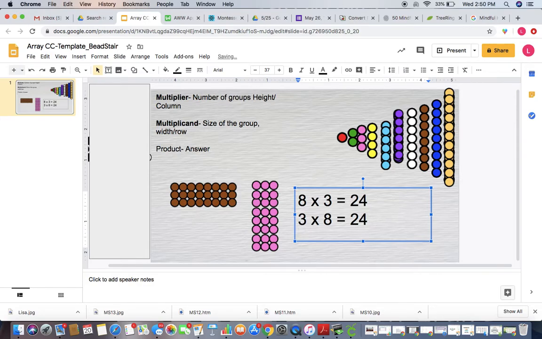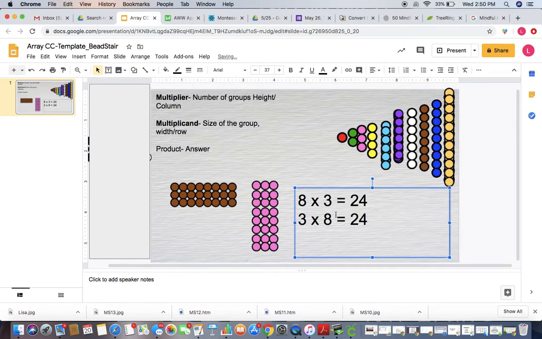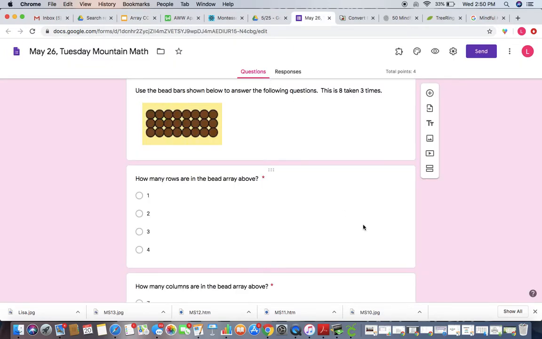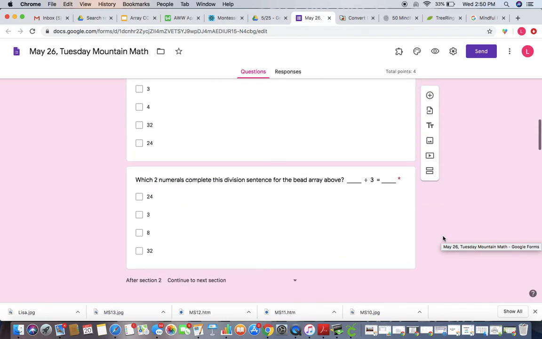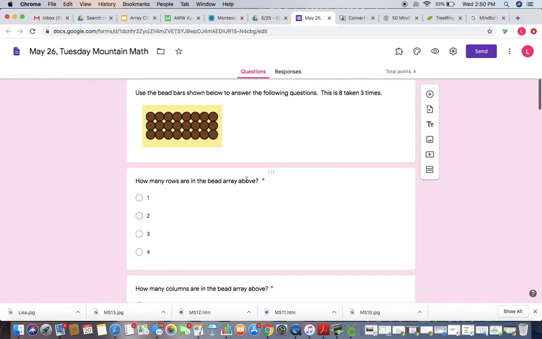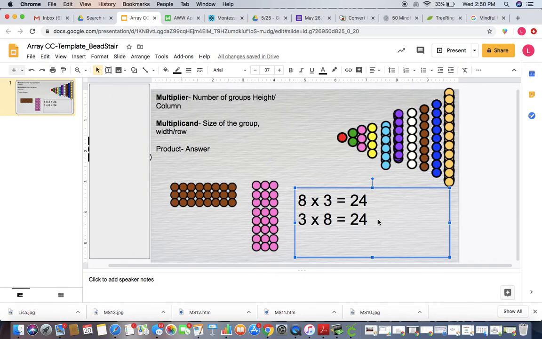But we can expand this fact family a little bit more if we wanted to as well. And so if we look at our questions that we have here with our array, we'll be able to complete this division sentence here. So let's go ahead and look at how we can create those division sentences. Just like in addition and subtraction, this is going to be a family, and we have the numbers 8, 3, and 24 in our family. So let's talk about division.